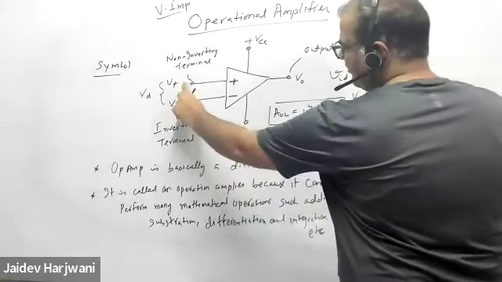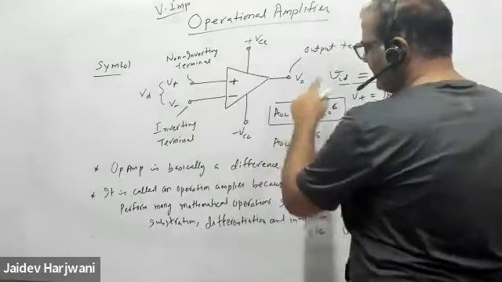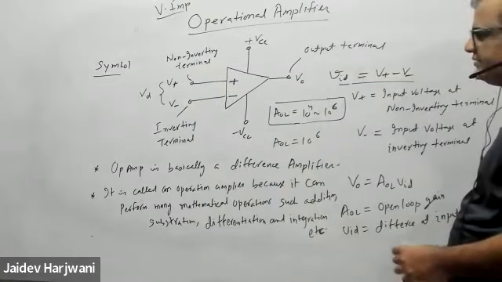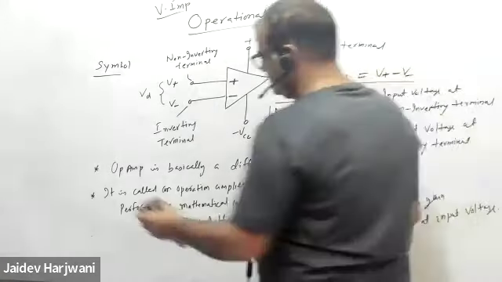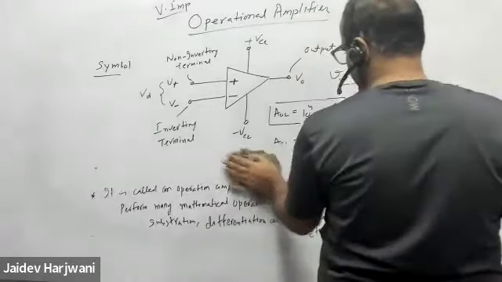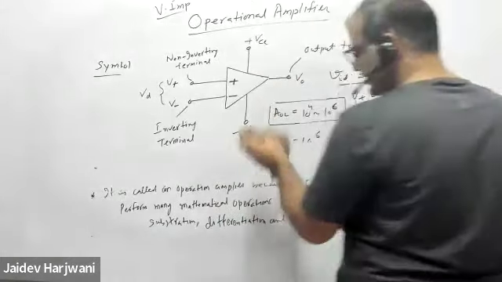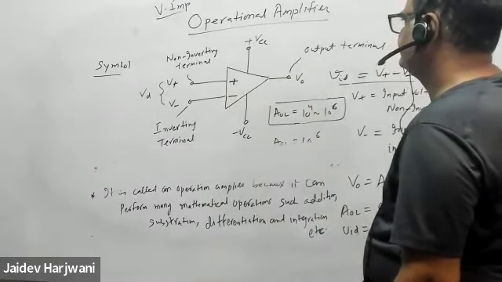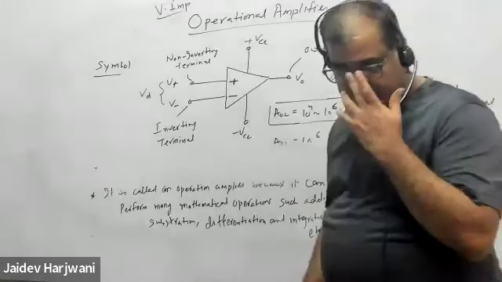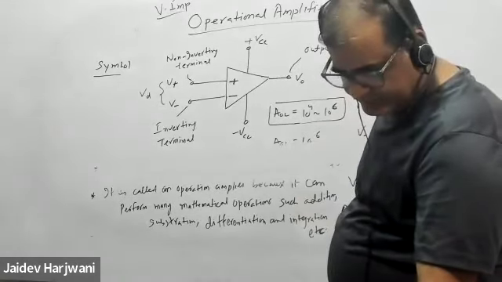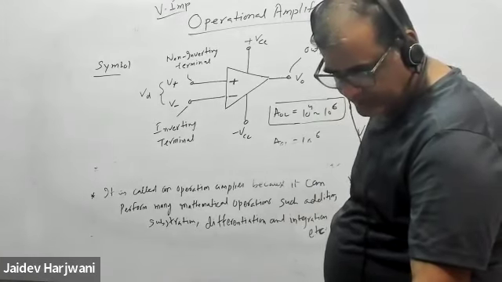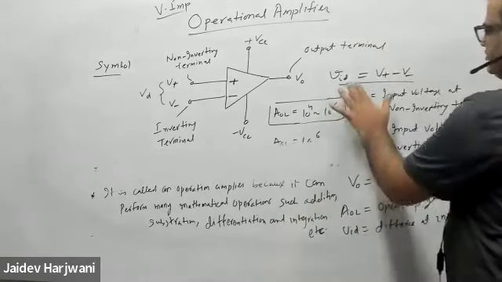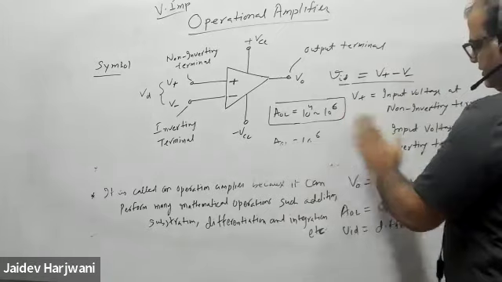Just for understanding, my AOL is 10 raised to power 6, and I'm applying a 1 microvolt difference here. What will be my V output? बताइए अभी. Sir, 1 volt. 1 volt, very good. So whatever difference you apply, you get the gain.